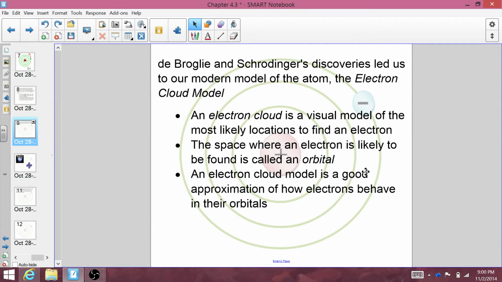And the space where an electron is most likely to be found is called an orbital. So the electron cloud is a visual model of that orbital, where that electron is most likely to be found.